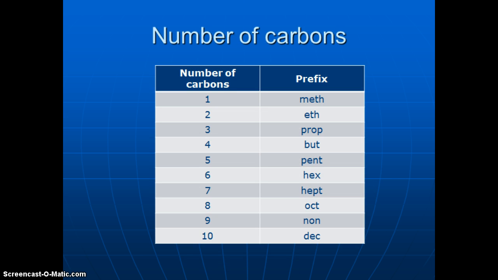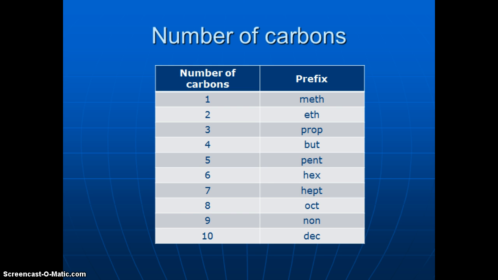So let's look at each part of the name. The first part, the prefix, has to do with the number of carbons. And here are the prefixes for the first 10 carbons. So if there is only 1 carbon, then the prefix is meth. 2 is eth, 3 is prop, 4 looks like but it's actually but, 5 is pent, hex, hept, oct, non, and dec. So some of these you may be familiar with, others you'll have to memorize, but here are the 10 prefixes for carbons 1 through 10.